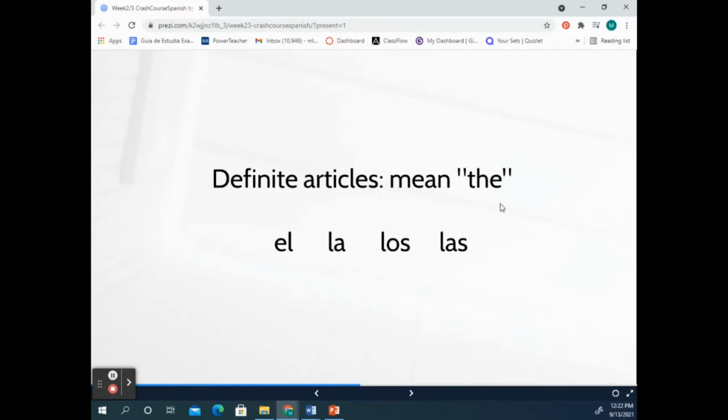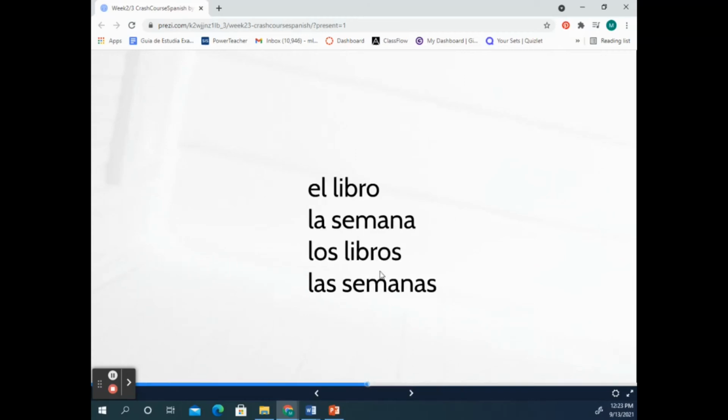Now, every single one of these translates into the. Why do we only have one in English and there are four in Spanish? Well, as we started talking about, we have gender, masculine, feminine. What about the other two? Plurals, right? We have masculine plural and we have feminine plural. Let's look at some examples.